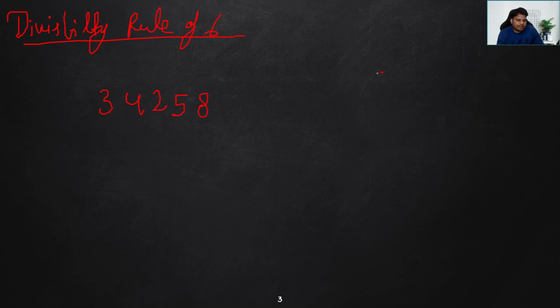So the first step is to break the number into factors such that these two are co-prime numbers. Okay, so you see these two, 3 and 2, are co-prime numbers, which you already know. For them the HCF is 1. So break the composite number into co-prime numbers. And then you know the rule for 3, you know the rule for 2, so check individually for these numbers.